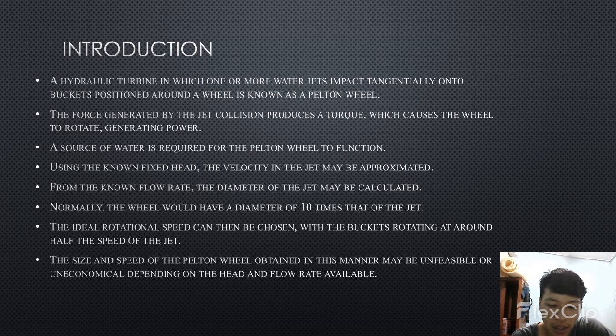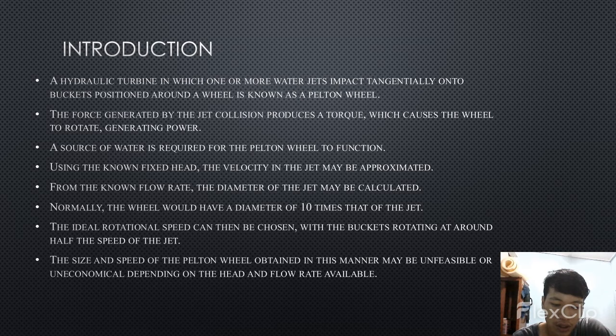If the water head and flow rate are known, it is simple to determine the ideal size of wheel to use, how quickly it should rotate for maximum efficiency, and how much power it will generate. Using the fixed head, the velocity in the jet may be approximated. From the flow rate, the diameter of the jet may be calculated. In relation to the jet size, a suitable wheel diameter can be determined. Normally, the wheel will have a diameter of 10 times that of the jet.